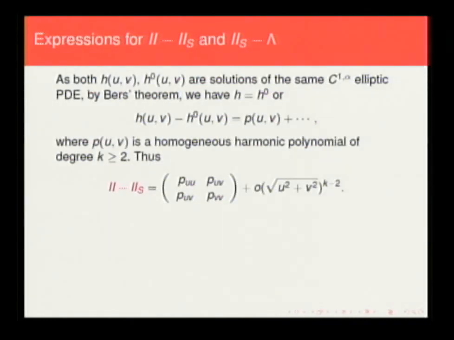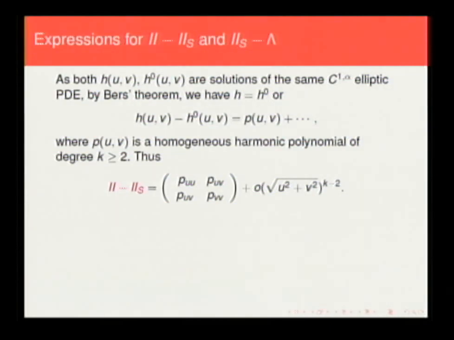Okay, so as both graphs h and h naught are solutions of the same PDE, a C^{1,alpha} elliptic PDE, we can use the classical Bers theorem, which asserts that the difference is a homogeneous harmonic polynomial plus higher-order terms. So the behavior of this is more or less that of a harmonic polynomial.